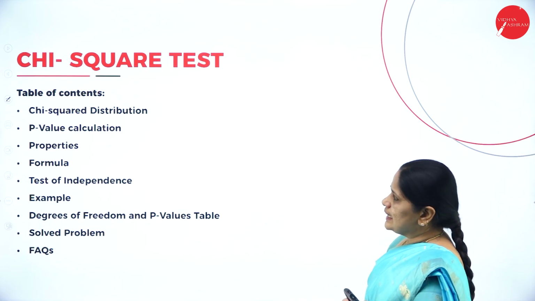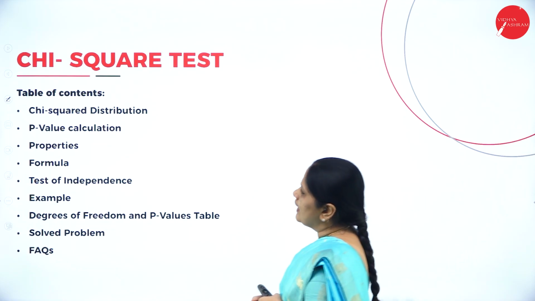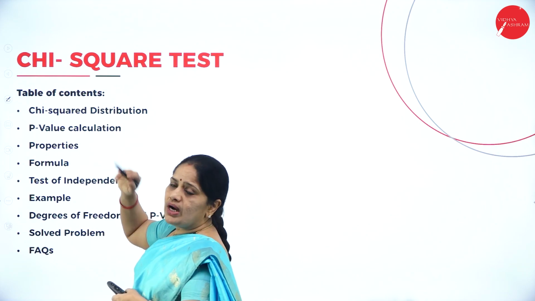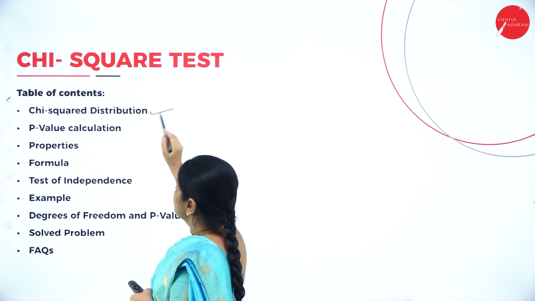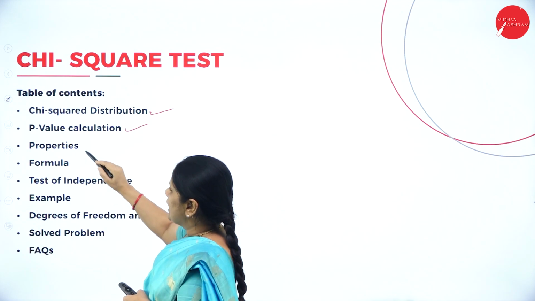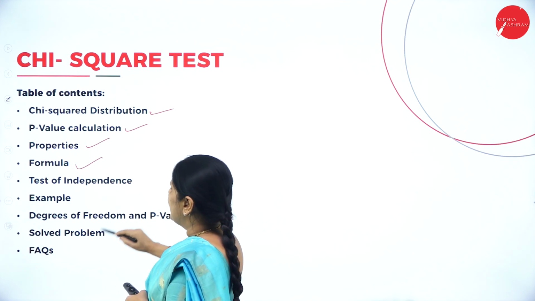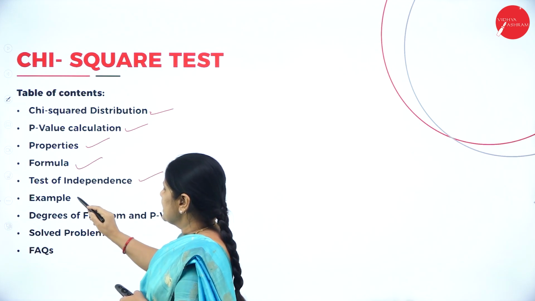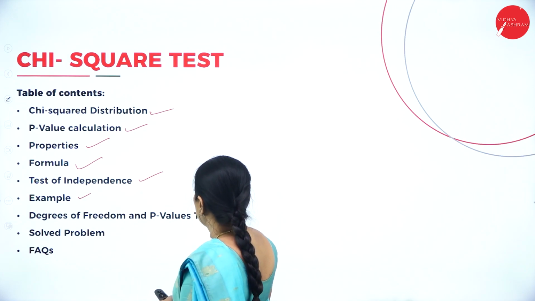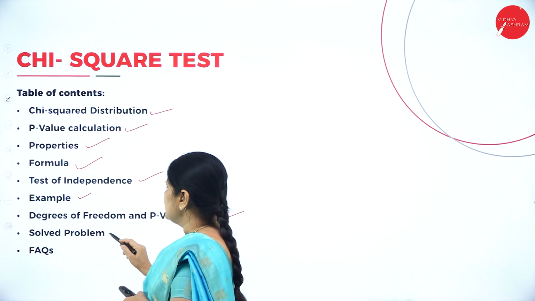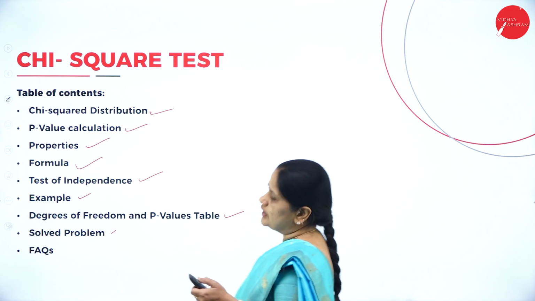Then next, in the chi-square test, we have this table of contents. What are they? The chi-square distribution, then p-value calculation, properties, formula, test of independence, example, degrees of freedom and p-values table, then solve problems and FAQs.